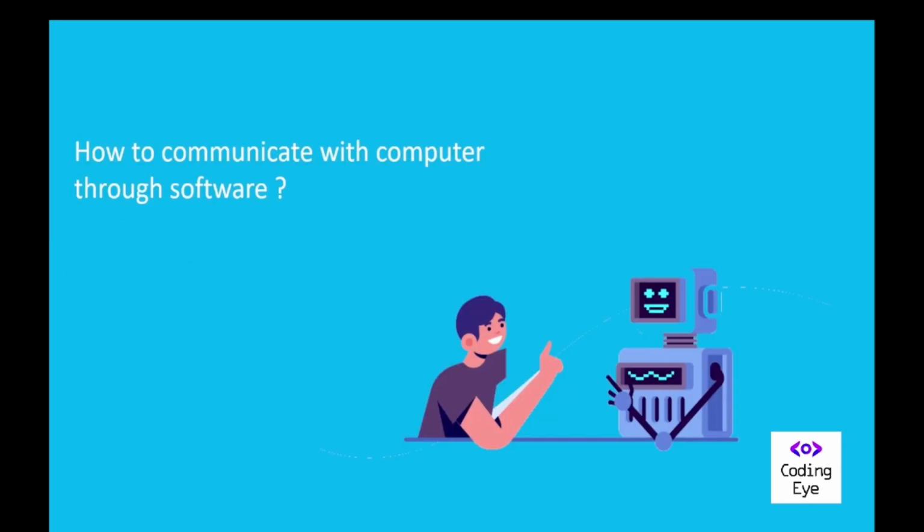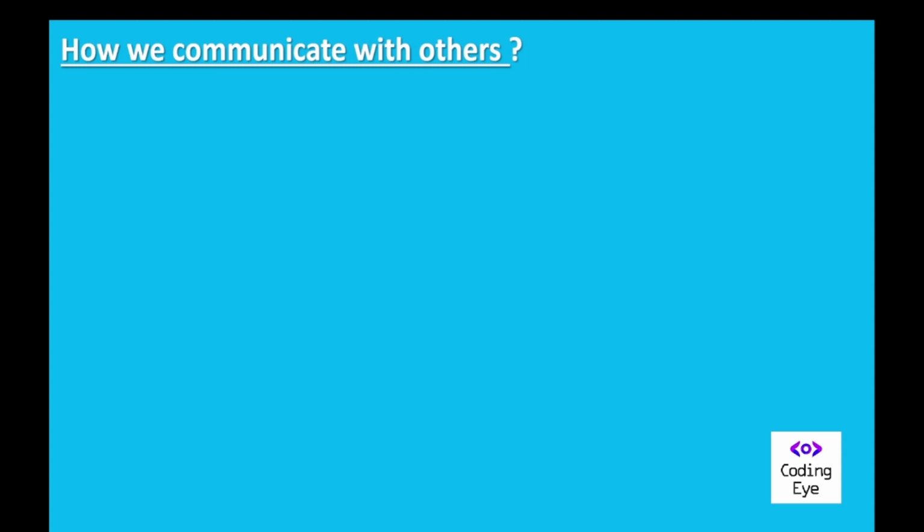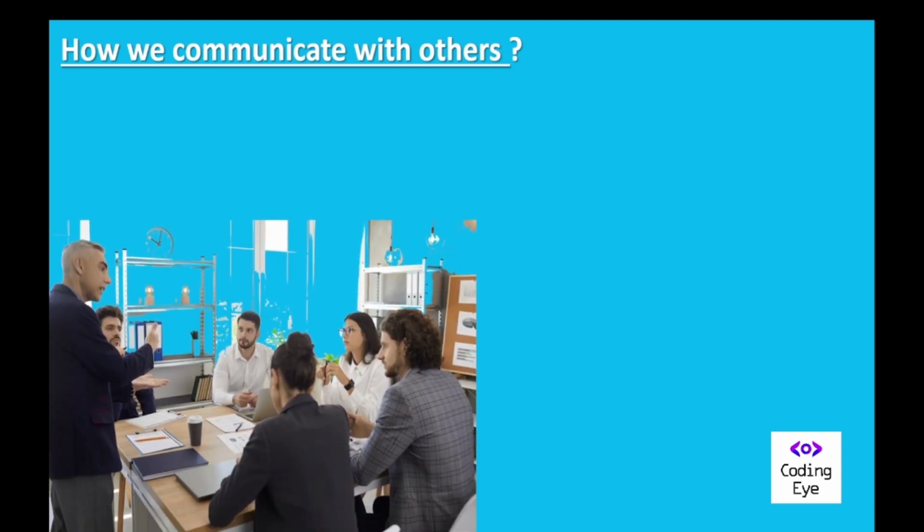But we are humans, right? And how do we communicate with the computer through the software? Let's understand that. Before understanding this, let's first understand how we communicate with each other. In daily life we communicate with many people, right? Let's say you want to ask for a cup of tea from the person opposite you, and you ask, hey please give a cup of tea, so the opposite person will understand your message, and he will give feedback to you, right?